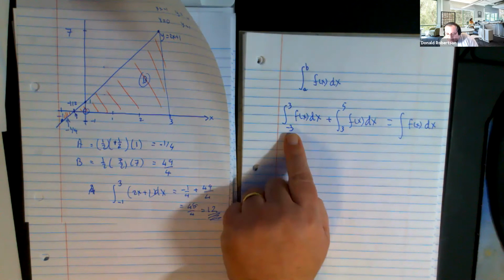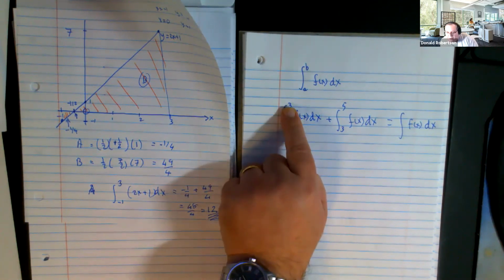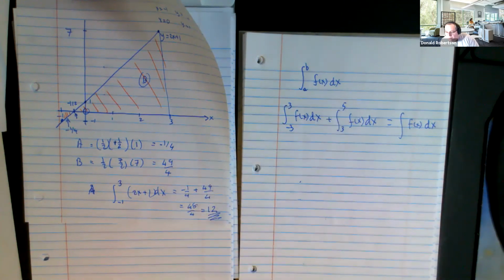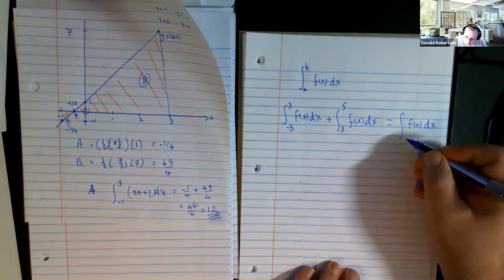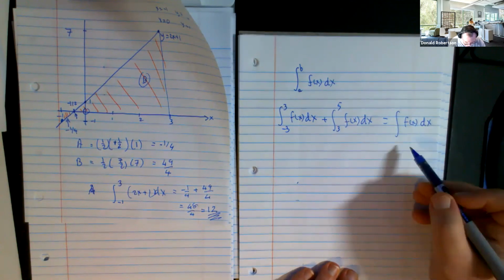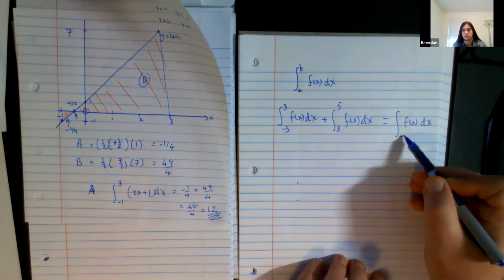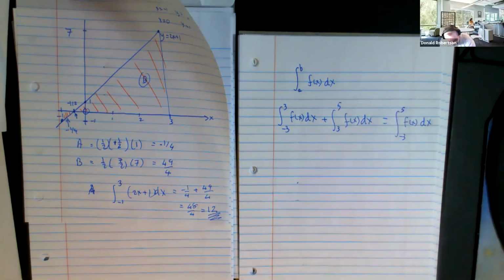So the area under the curve from -3 to 3, and the area under the curve from 3 to 5. What would the single integral be that would represent that same thing? Where would we begin? What value of x? -3 to 5. And we have just answered the question.